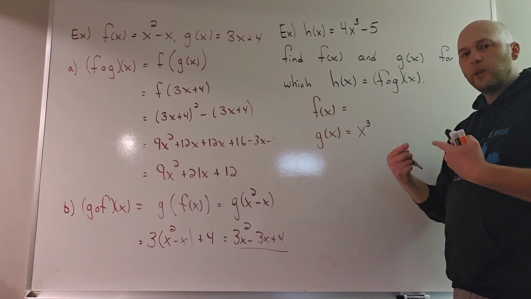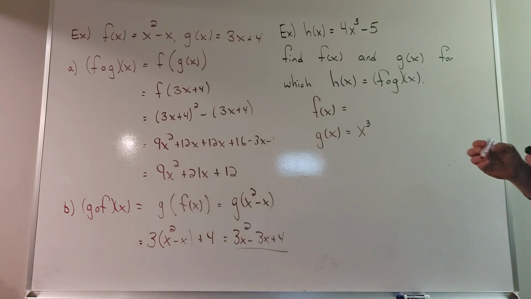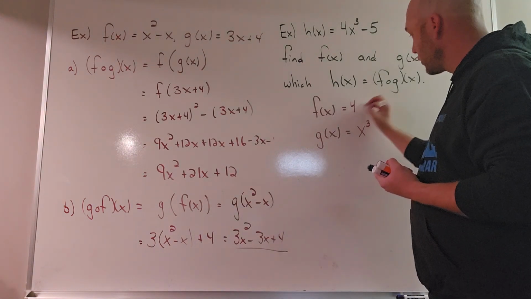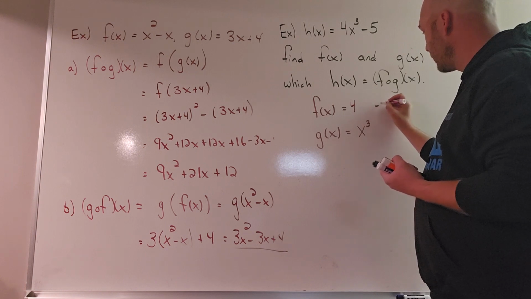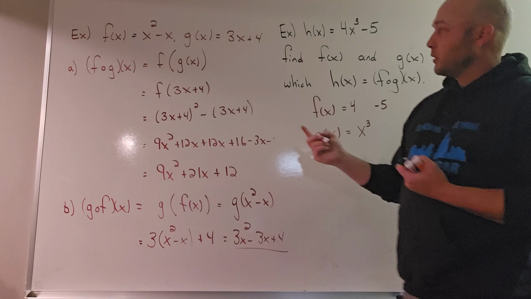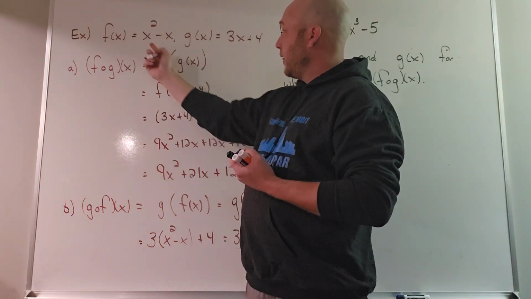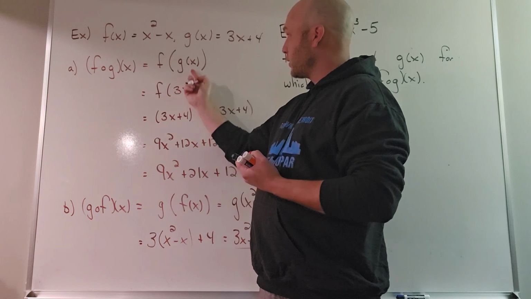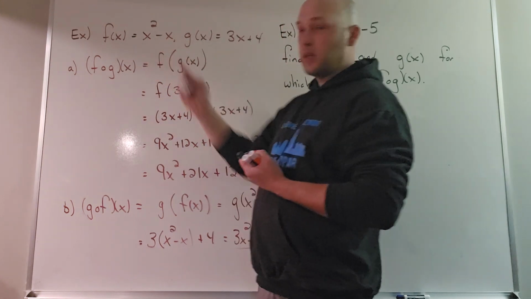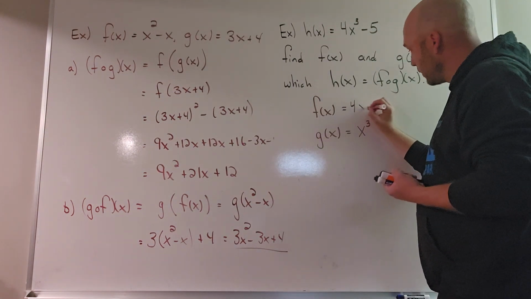So then what did I plug x to the third into to get h of x as a result? Well, certainly there had to be a 4. Certainly we see there's a minus 5. And remember that the input g of x goes wherever x is, right? So I've got f of 3x plus 4. So that 3x plus 4 was my input. That went both here and here. Well, that means x cubed has to go into that one.